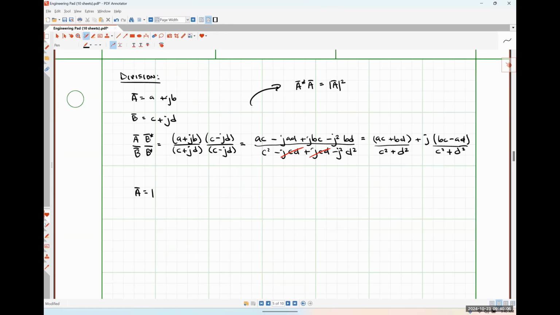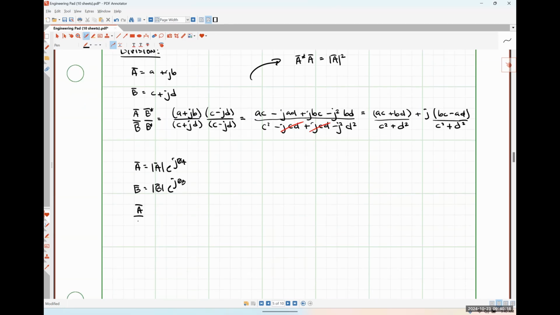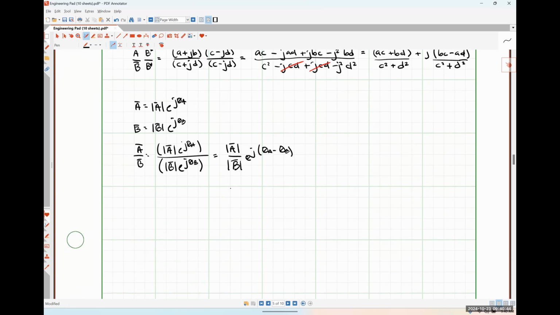So if I have A equal to the magnitude of A, e to the j theta A, and B equal to the magnitude of B, e to the j theta B, then A over B just looks like magnitude of A, e to the j theta A over magnitude of B, e to the j theta B. And this is simply the magnitude of A over the magnitude of B, e to the j (theta A minus theta B), or in polar form, magnitude of A over magnitude of B with an angle of theta A minus theta B. Okay, I went through that relatively quickly because I know I'm running short on time because of how much I've talked today.